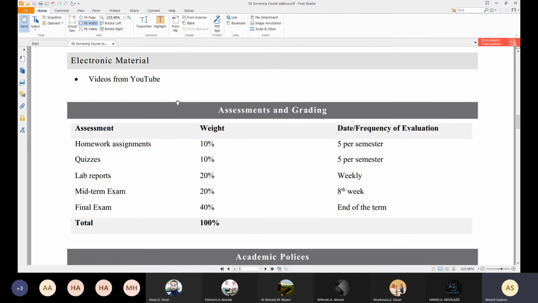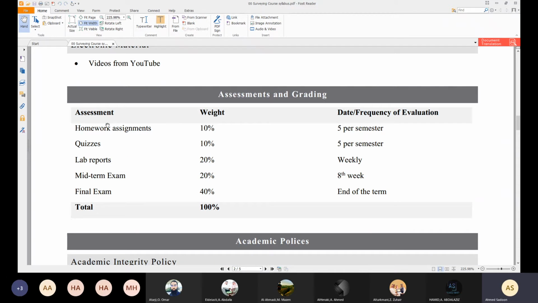And we have a very important part, which is the assessment and grading. Regarding the assessment and grading, we are going to have homework assignments that are going to represent 10%, and we are going to have 5 homework assignments per semester.